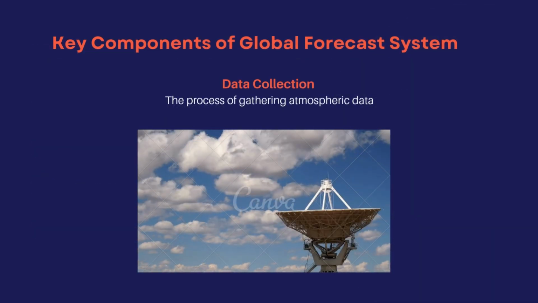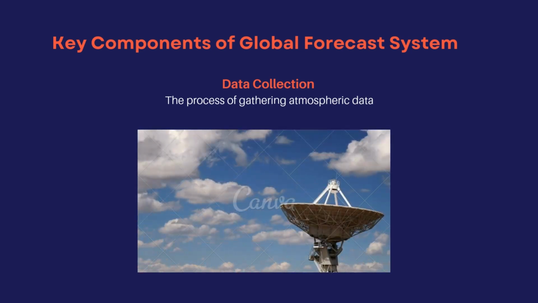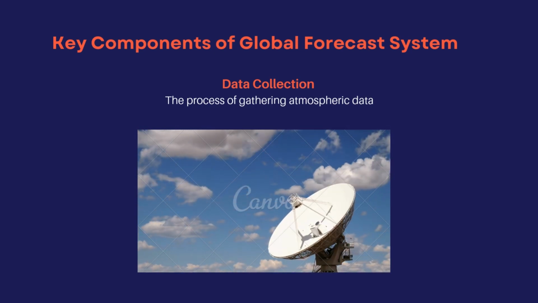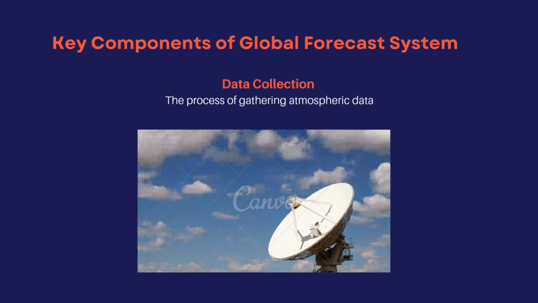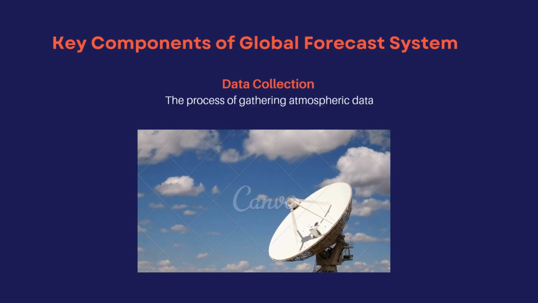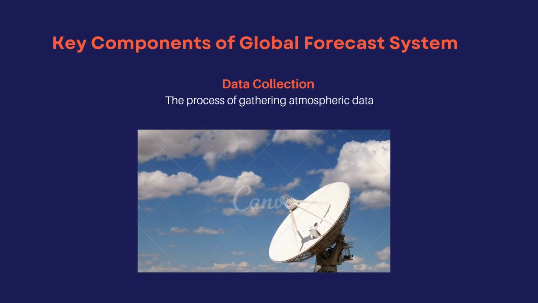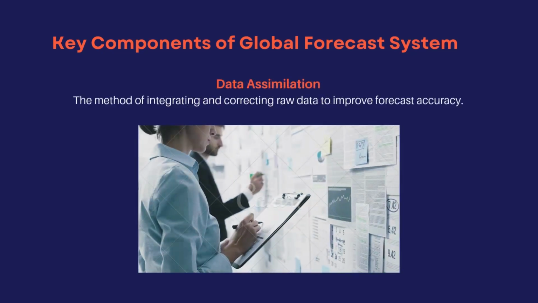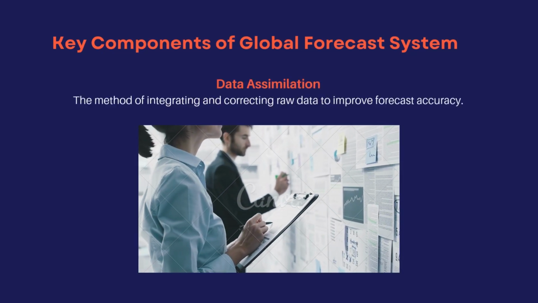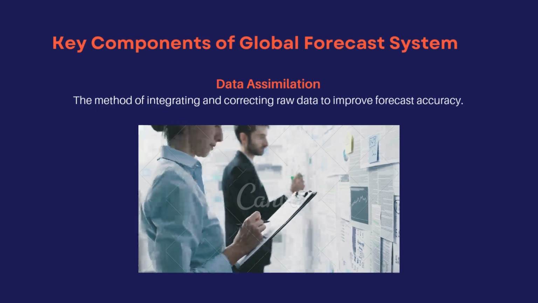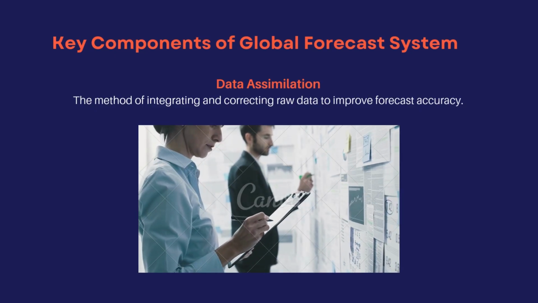Key components of GFS: Data collection. Gathers atmospheric data from satellites, weather balloons, ground sensors, and radar to track temperature, pressure, humidity, and wind patterns. Data assimilation. Integrates and corrects raw data to improve forecast accuracy by combining observations with past predictions.